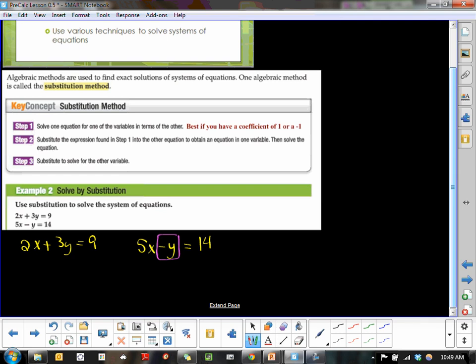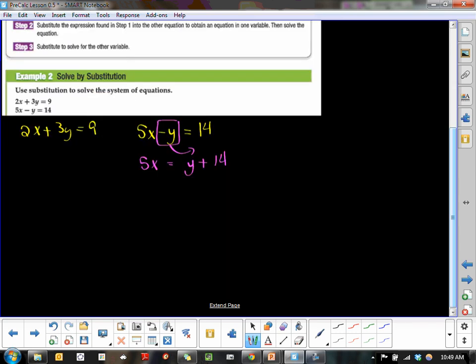So I'm going to move this negative y over here. I'm going to add it to both sides. So 5x equals y plus 14. And then I want to remove the 14. So that means 5 times x minus 14 has to equal y.